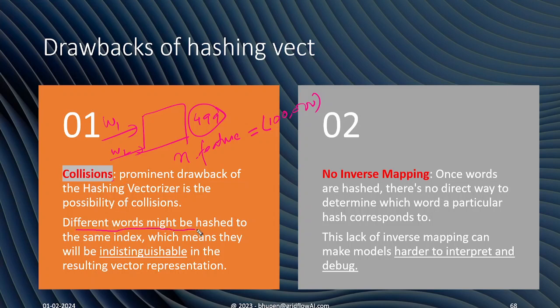So, that's the way to avoid collisions. Now, different words might be hashed to the same index, and that means it's very difficult to distinguish those words in terms of the vector representation. With the mechanism that we have here, the words are mapped to an index, and you could have the same index for more than one word. It's difficult to do inverse mapping as well. By looking at the index, there's no way you can interpret what the original token is. So these are the drawbacks of the hashing mechanism.